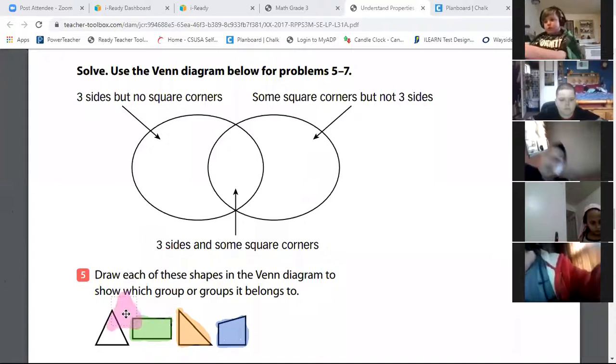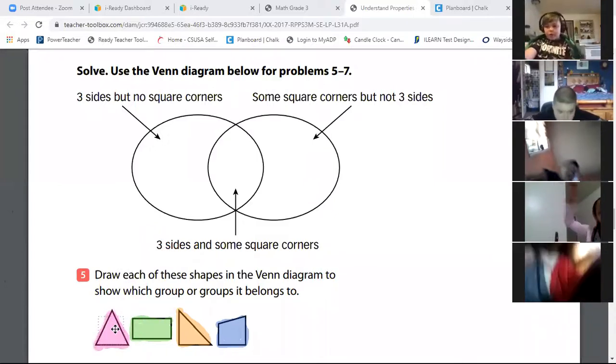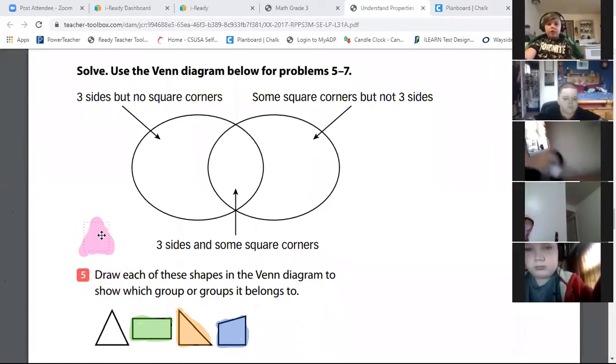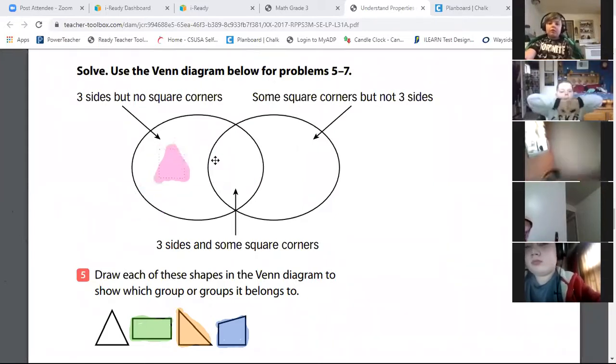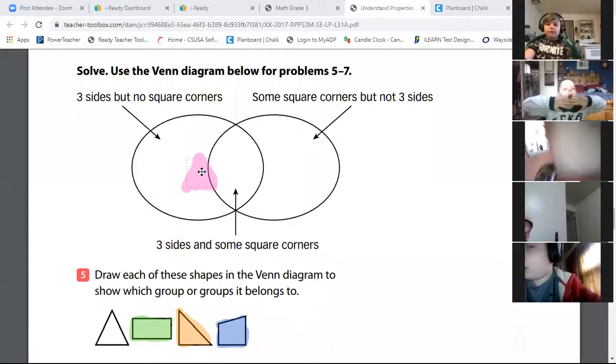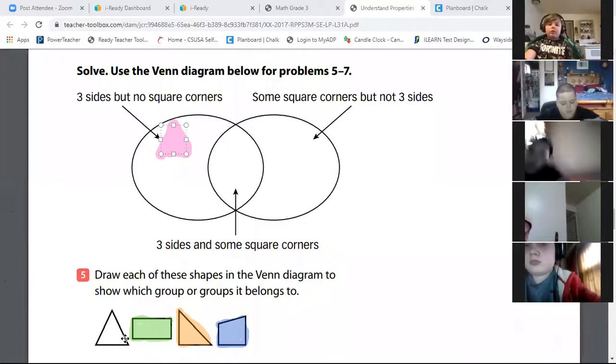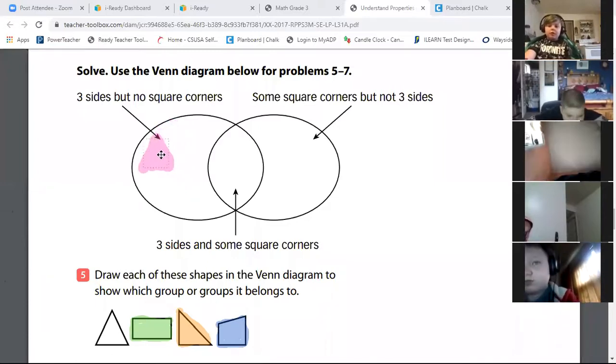Esteban, where does this pink triangle go? I think it's 3 sides, but some square corners. So you were correct in the 3 sides, but it actually has no square corners, because if I tried to take a square and line it up, I couldn't do it to any of these corners. That's a good risk though. I like that you took a risk. So this one goes on 3 sides, but no square corners.